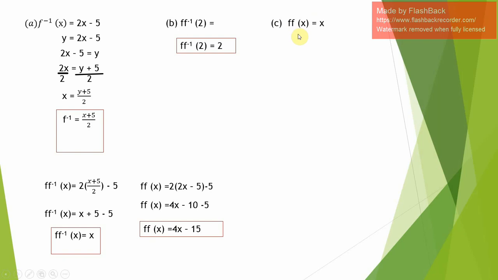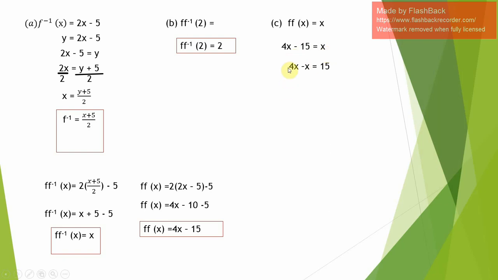Now we go back to the question, because the question is saying we find the value of x. Here where we have f of f of x, we can replace it with this because we already have it. So 4x minus 15 is equal to x. Then, simple mathematics, we collect like terms. X comes here, then negative 15 goes the other way round.